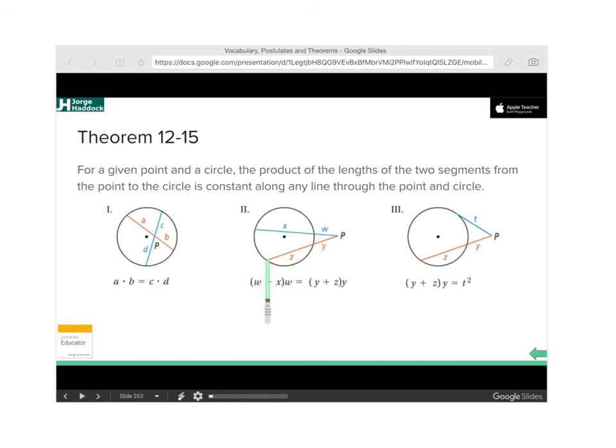If I have two secant segments that intersect at a point outside, so if I add the whole segment, it's W plus X times W equals Y plus Z times Y. So it's the measure of the whole segment times the piece that is outside, right? And if I have a segment that is tangent and a secant segment, I have that this one, again, is C plus Y, so it's the whole segment times Y equals D squared.